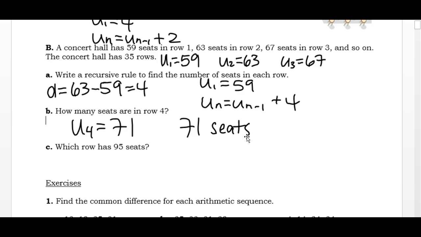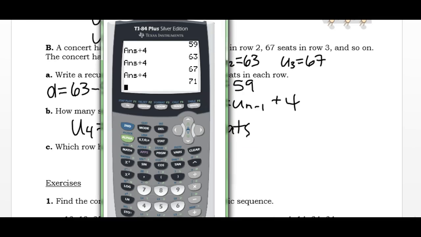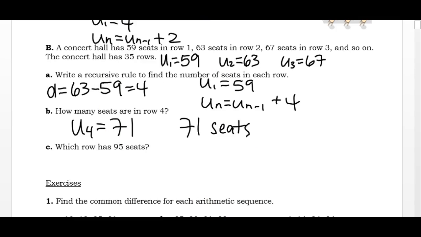And my last question says, which row has 95 seats? So I'm already at row 4, which has 71. I'm going to keep counting until I see 95. So that's 4, 5, 6, 7, 8, 9, 10. U sub 10 is 95. So the 10th row will have 95 seats.